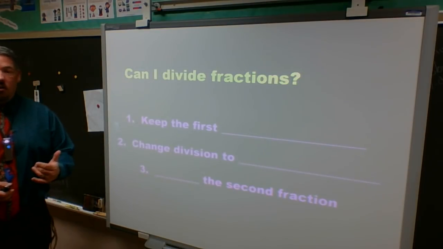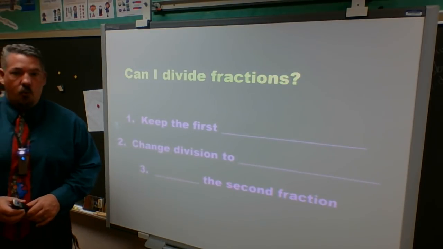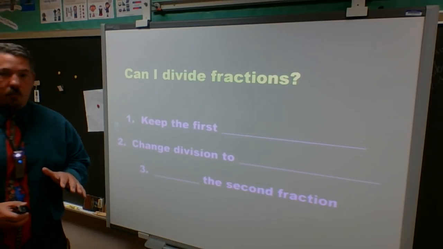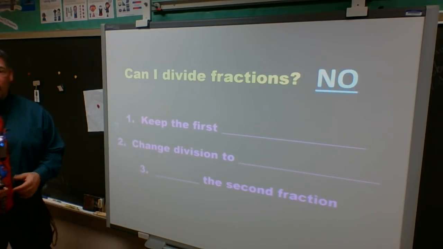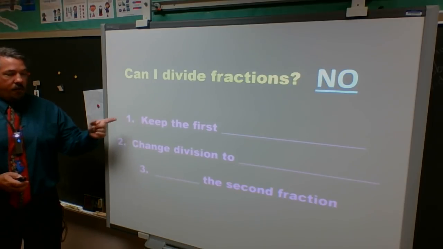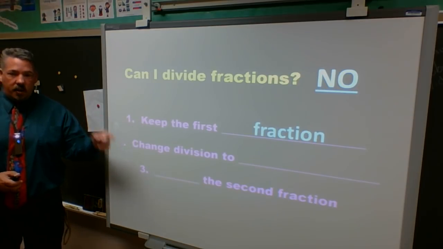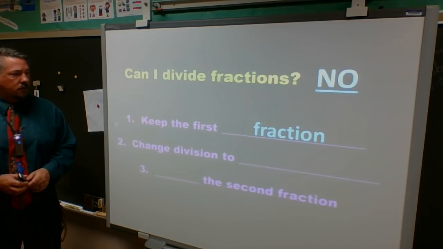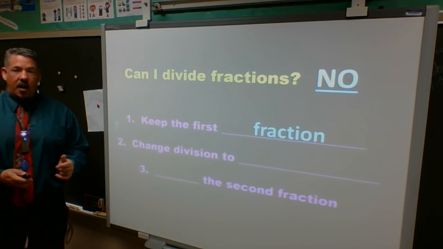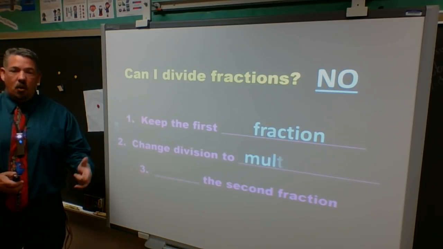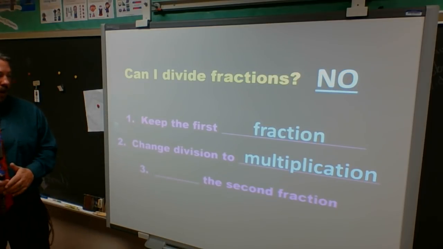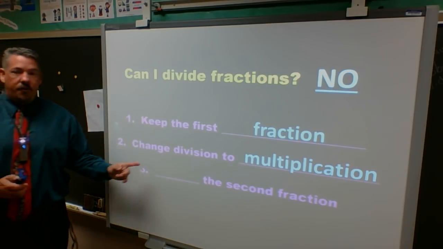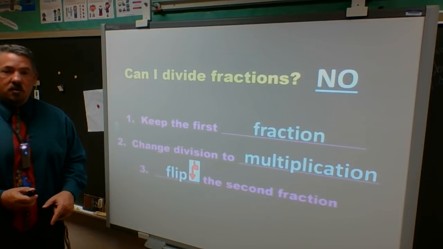So take in our notes, I did put them on this packet just so we can remember that there are three important steps we have to follow every single time because I cannot divide fractions. My first step is to keep the first fraction. My second step, change division to multiplication. You can just put an X there as long as you know that X means multiplication. And then I have to flip my second fraction.